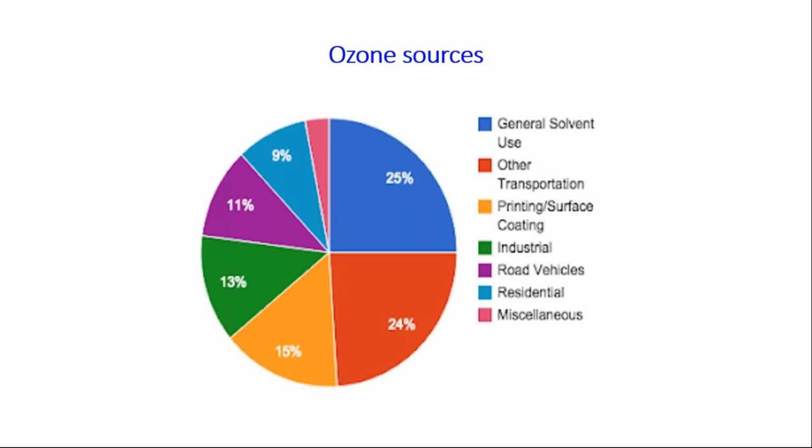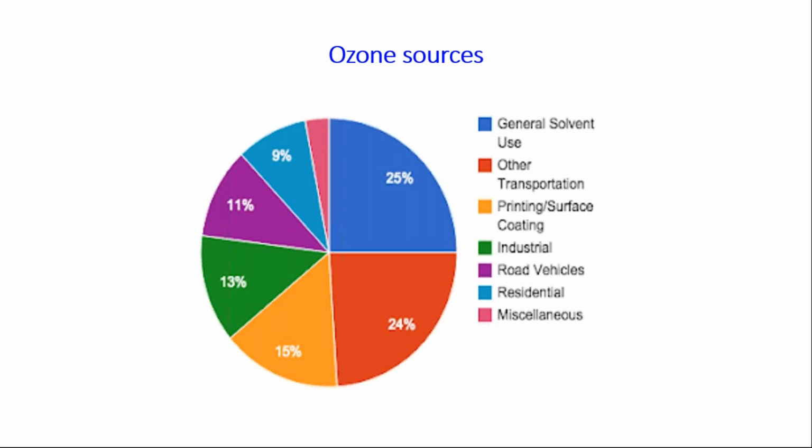From this diagram, you can understand the different sources of these ozone depleting substances. Generally, general solvents are used, which account for approximately 25% of ozone depleting sources. Then the red color indicates other transportation, approximately 24%. Then the yellow color is printing or surface coating.